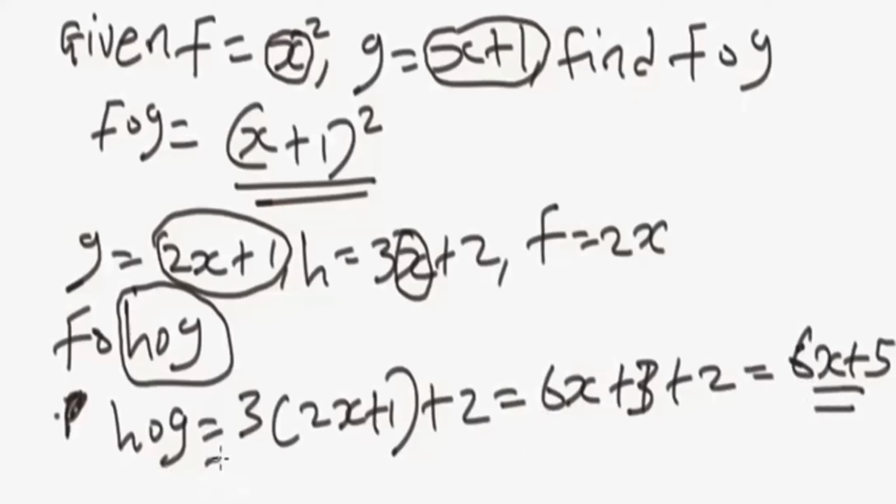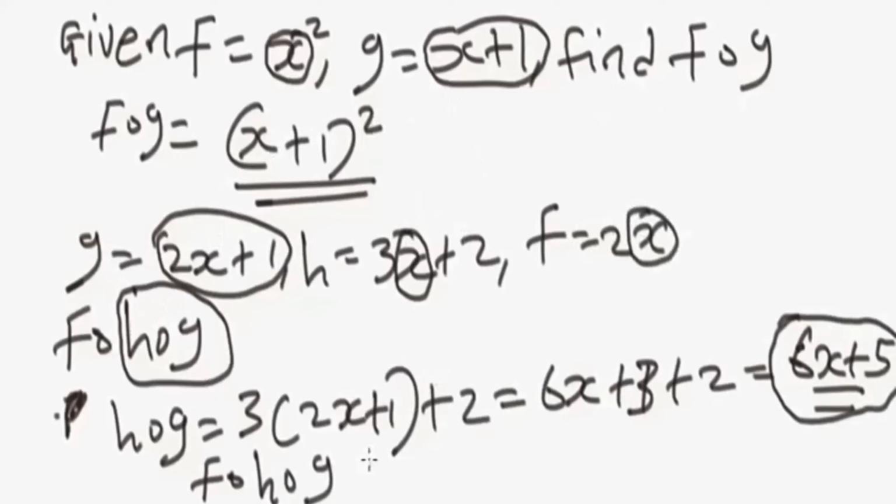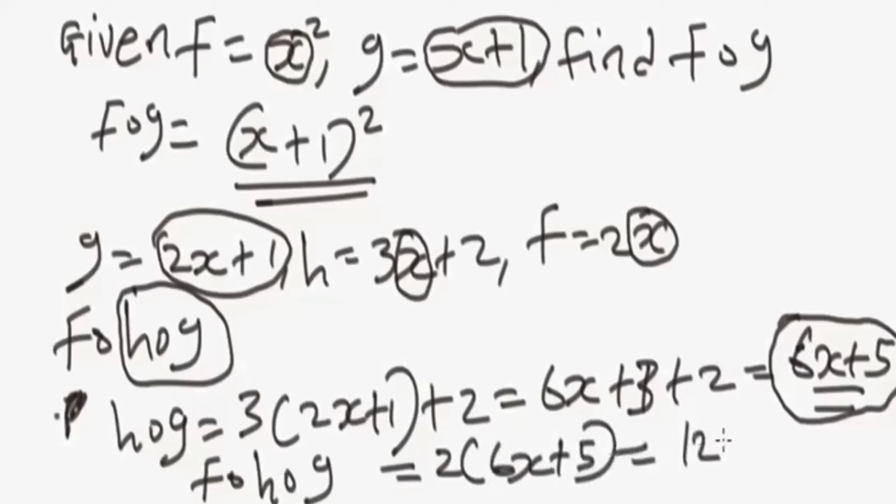Now to find f of h of g means you take this value of h of g and plug it in this x under f. So when you do it, you are going to have 2 in bracket 6x plus 5. But when you simplify this, your final answer will be 12x plus 10. So this will be the final answer, the value of f of h of g. So it's as simple as that, guys.